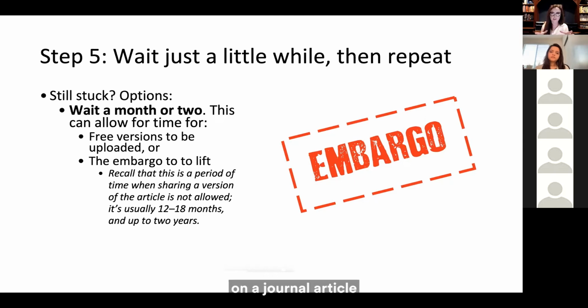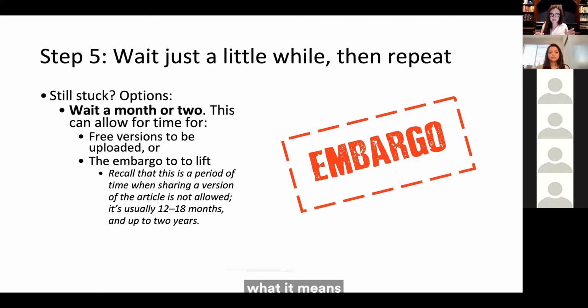An embargo on a journal article is basically an agreement that the publishers have with a funding agency, like the National Institutes of Health, NIH, for example, that after a certain amount of time, the journal article is going to be free. So embargoes are usually around 12 to 18 months.